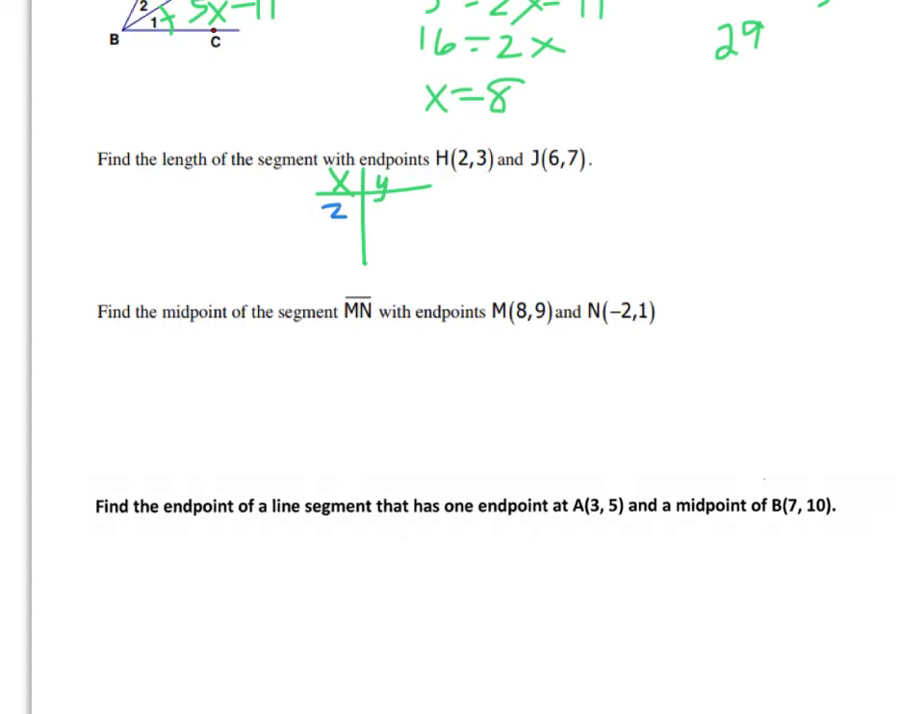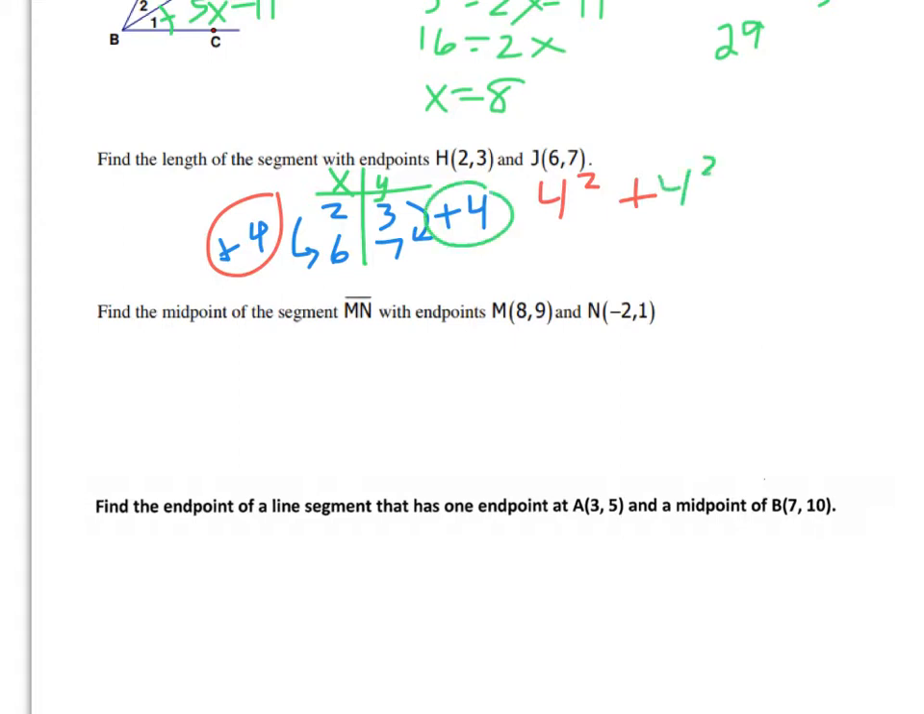So 2, 3, and 6, 7. And how do you go from 2 to 6? We add 4. How do we go from 3 to 7? Add 4. And this is where we used Pythagorean theorem, where we said this was A, so 4 squared plus, then we called this B, 4 squared equals C squared. So 16 plus 16 equals C squared. And we just left this as a square root. C equals the square root of 32.